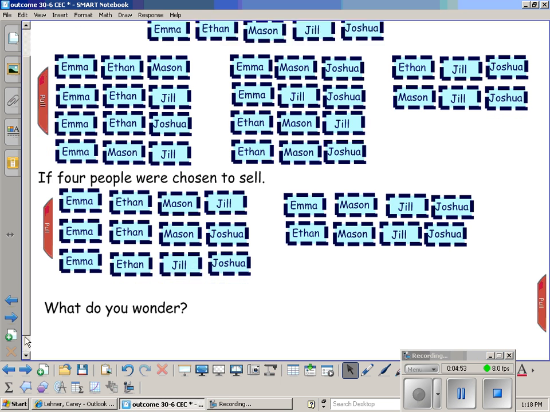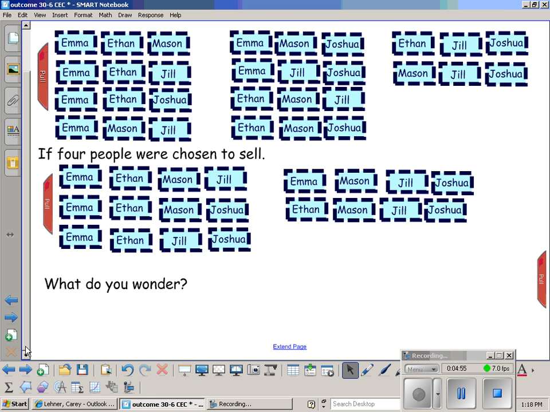So what do you wonder? When you look at this, and when we started by just choosing 2, or when we chose 3, or now we're choosing 4, what kind of questions do you have?